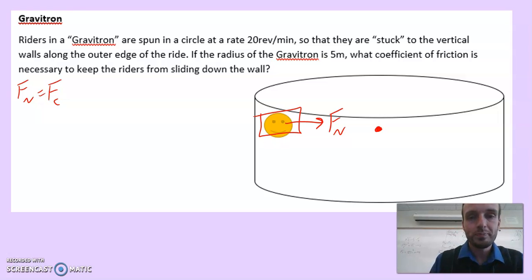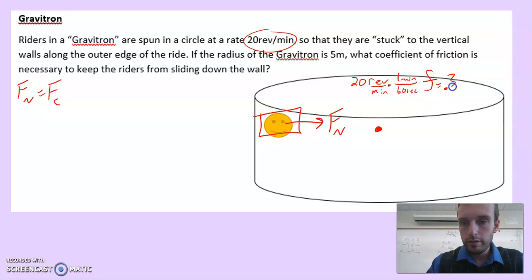Now, this tells us that we're going at a rate of 20 revs per minute, which is gross, because I almost said revs per second, because that's what I wanted. So let's go ahead and just do that real quick. 1 minute is equal to 60 seconds, which means that our frequency in its proper units would be 0.33 revolutions per second. That might come in handy later. The radius of the gravitron is 5 meters.